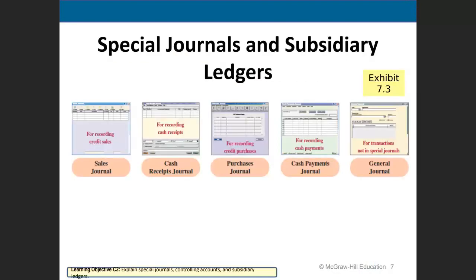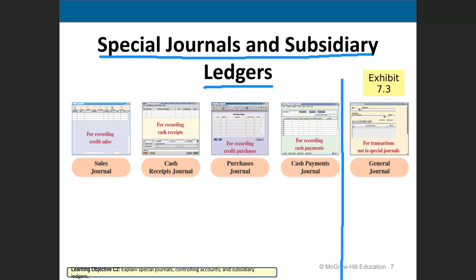Good. Now, let us go to special journals. Now you'll see examples here of how accounting information systems make the accountant's life easier. In chapter 2, we studied something called the general journal. In the general journal, we used to write all the journal entries. All journal entries can be recorded in the general journal. But there are some other special journals.